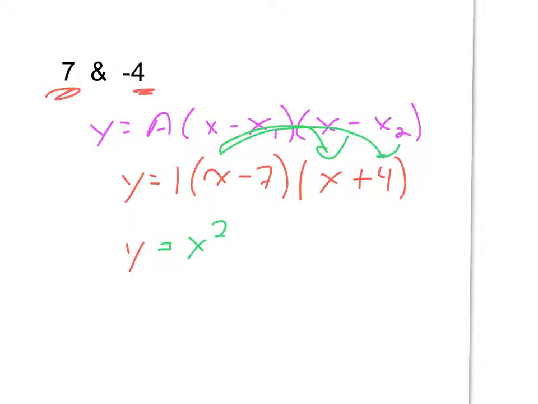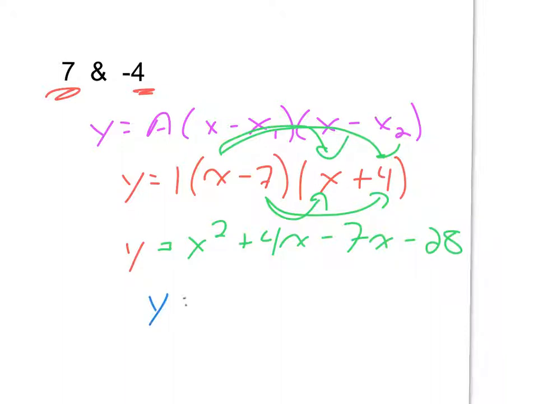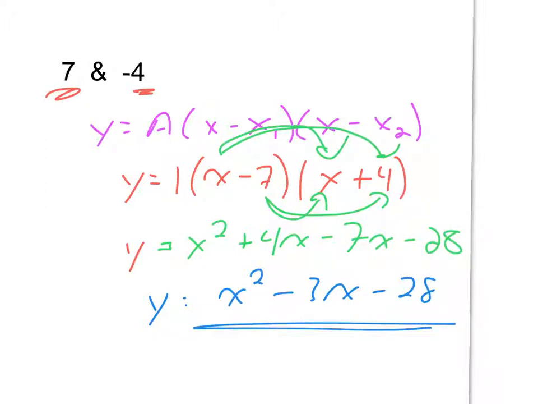X times 4 is plus 4x. Minus 7x minus 28, that's a negative 7 times 4. So what I have here is, we'll do this in blue, y equals x squared minus 3x minus 28.